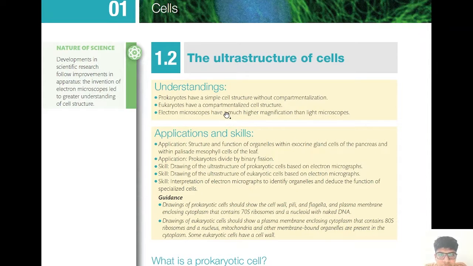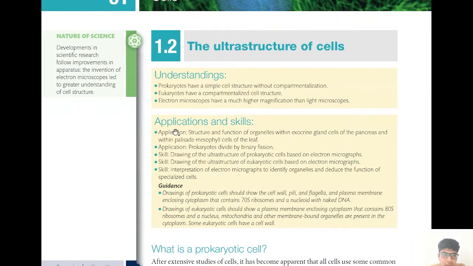Let's start our next unit 1.2, the ultrastructure of cells. Here we have some understandings. Prokaryotes have a simple cell structure without compartmentalization. Eukaryotes have a compartmentalized cell structure, and electron microscopes have a much higher magnification than light microscopes. So here are some applications and skills. If you want, you can do it.